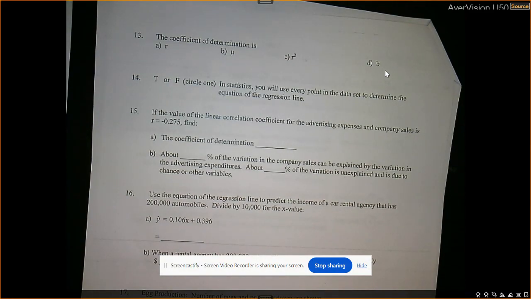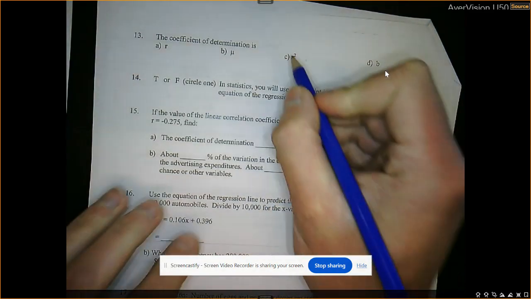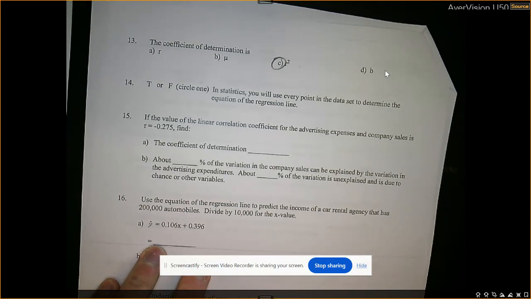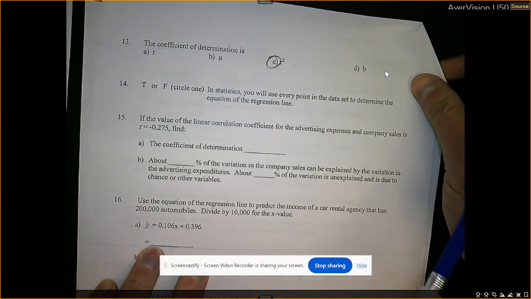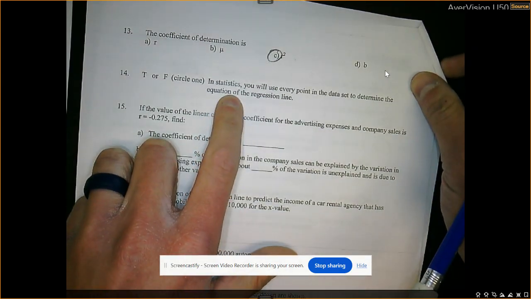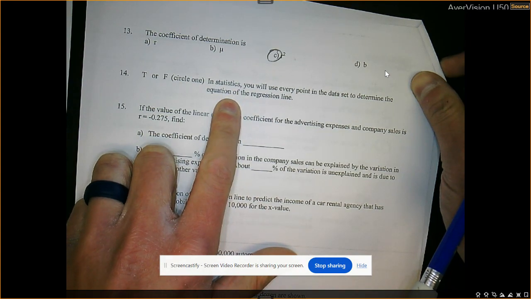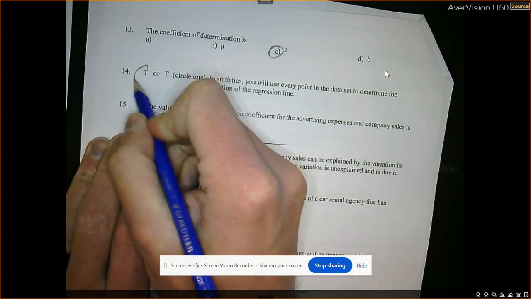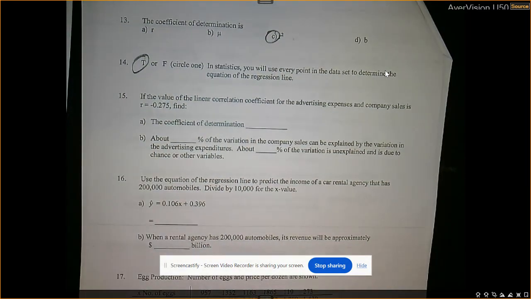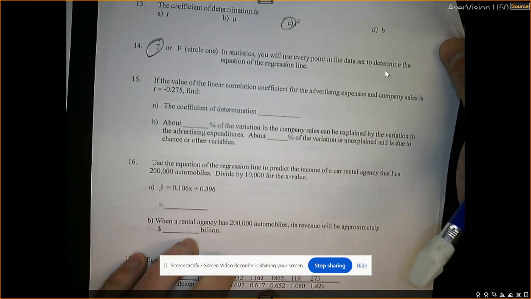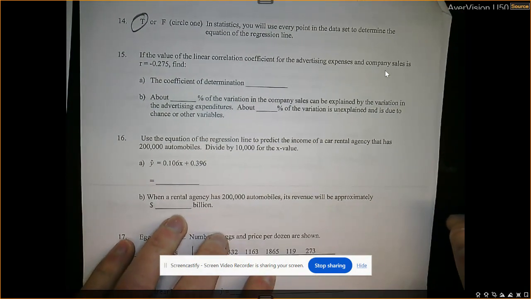The coefficient of determination is r squared. In statistics, you will use every point in the data set to determine the equation of the regression line. Every point is taken into account, right? Like if we've had problems where it's like, here's your set, but now what if we add this one point, and that does change your regression line? Every point is taken into account in a regression line.